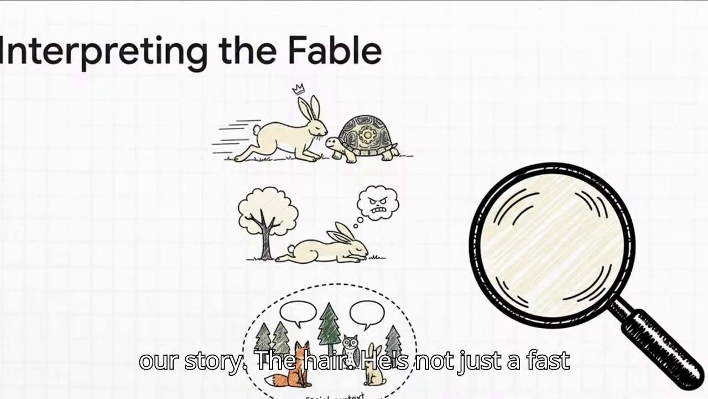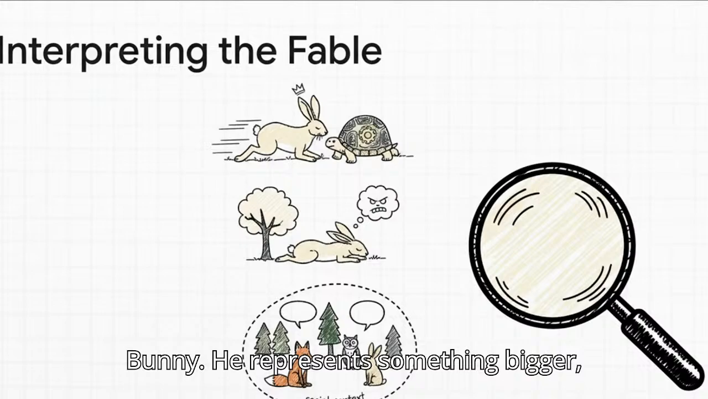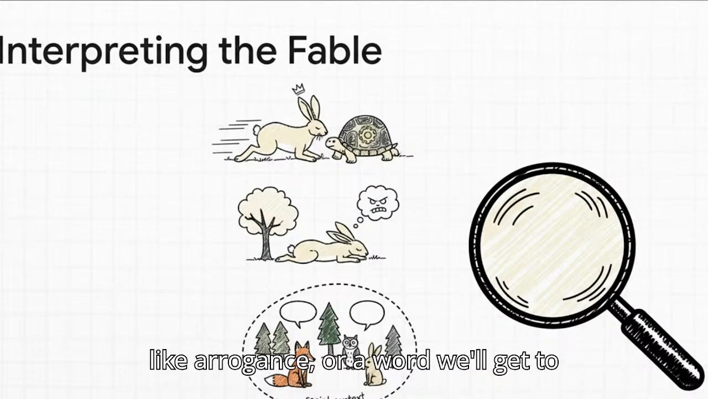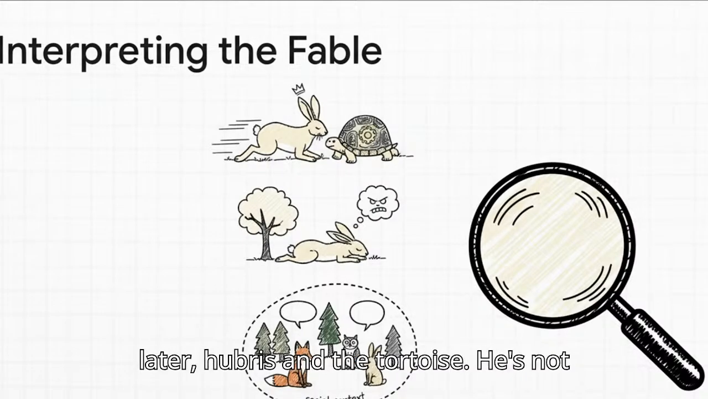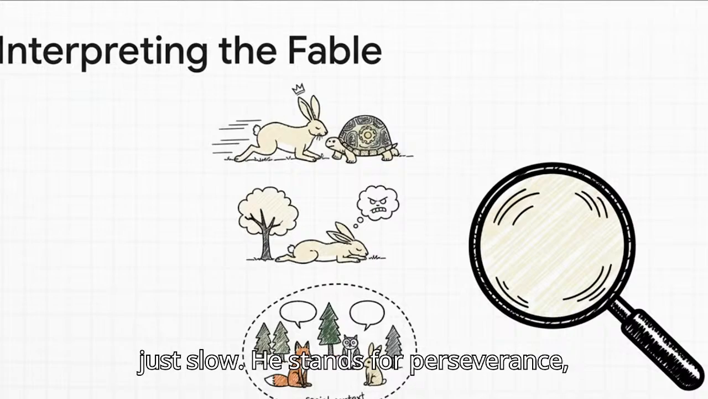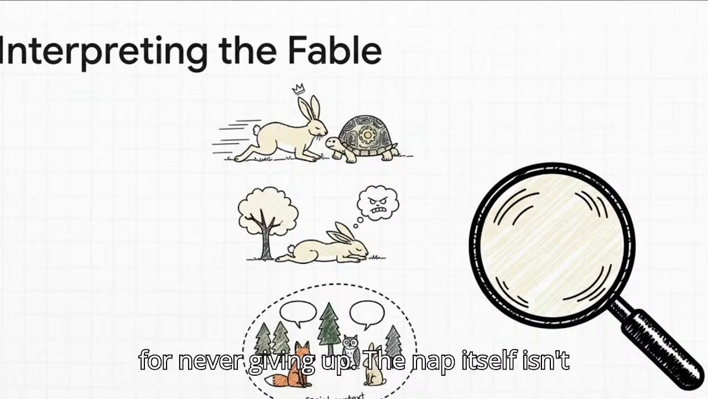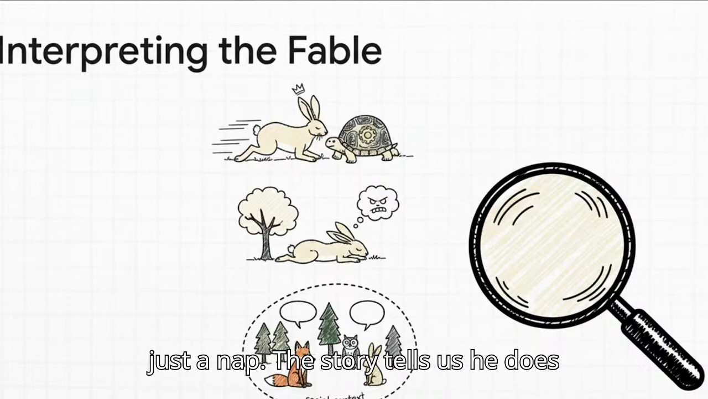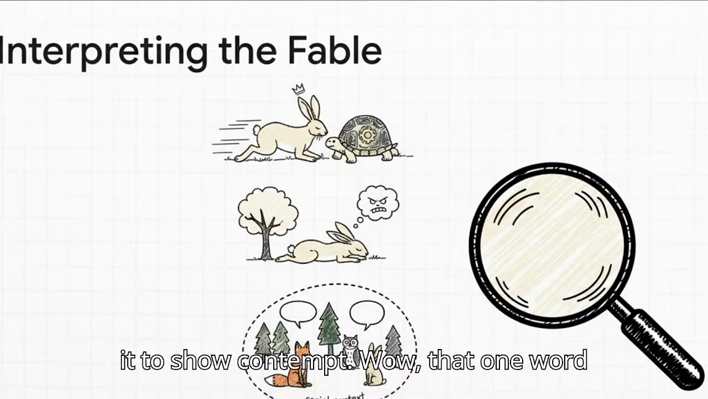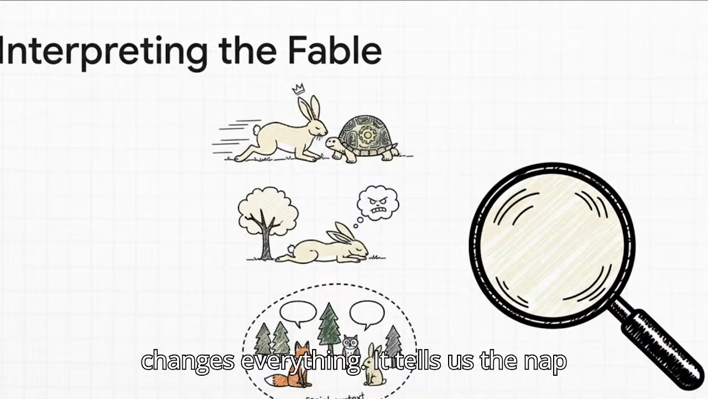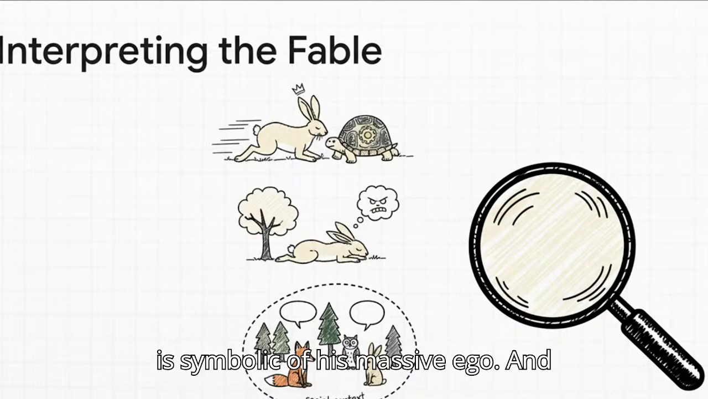So let's apply this to our story. The hare, he's not just a fast bunny. He represents something bigger, like arrogance, or a word we'll get to later, hubris. And the tortoise, he's not just slow. He stands for perseverance, for never giving up. The nap itself isn't just a nap. The story tells us he does it to show contempt. Wow. That one word changes everything. It tells us the nap is symbolic of his massive ego.